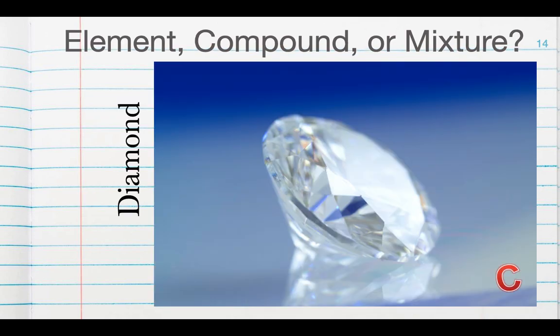An element, a compound, or a mixture for a diamond. There's a hint in the bottom corner. So a diamond is a pure substance because it is just pure carbon under high amounts of heat and pressure, and that gives us an element. So a diamond is an element because it's just made of carbon.